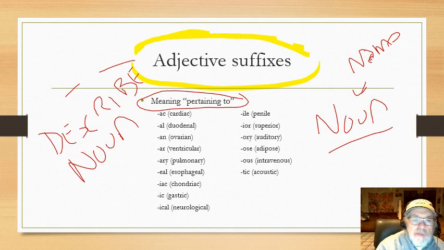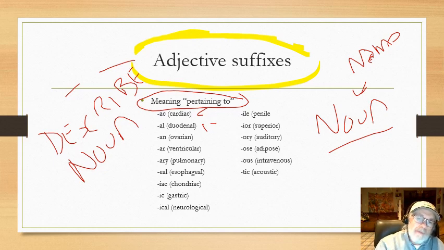This is a whole long list, and you say, oh my gosh, I'm going to have to remember that. Ac, al, an, ary, ical, ic, all these, and I actually added the word after it. These are called adjective suffixes. If I have a word root and I want to make it a descriptive word which would describe a noun, I'd add one of these suffixes.